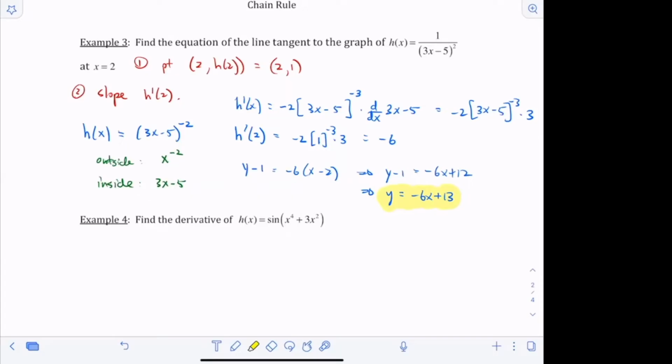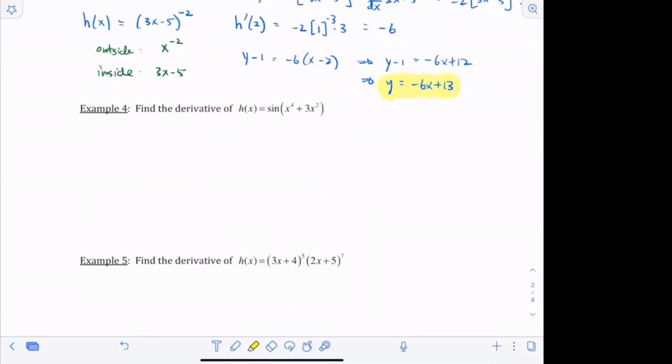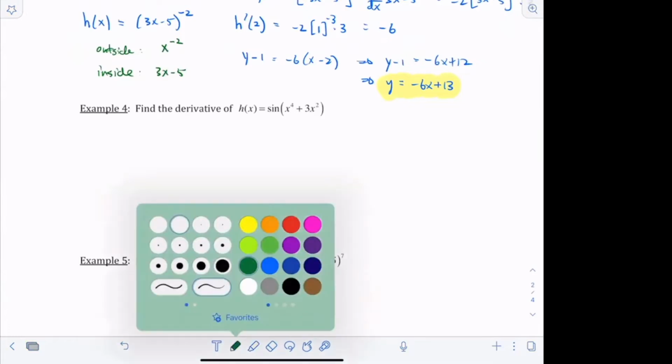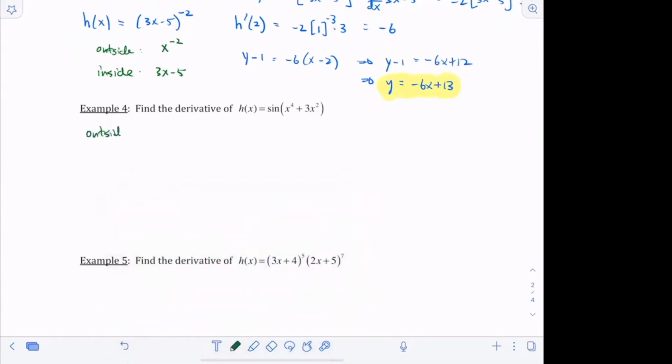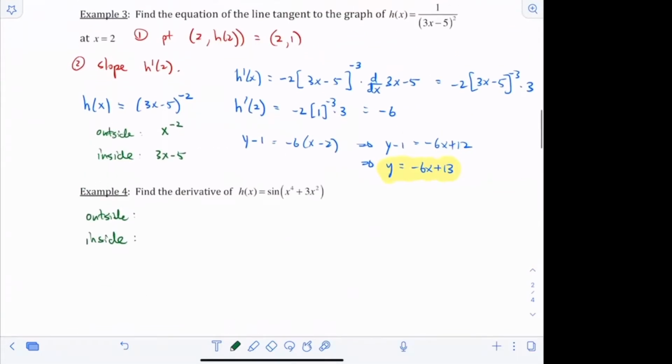Let us look at another example here. When you look at example 4, what is the outside function? And what's the inside function? What do you think the outside is? Type your answer in the chat box. That's right, Joseph. That's right, Luis.